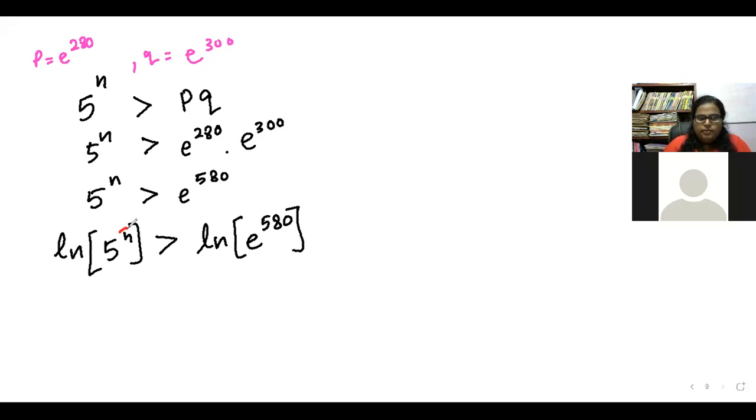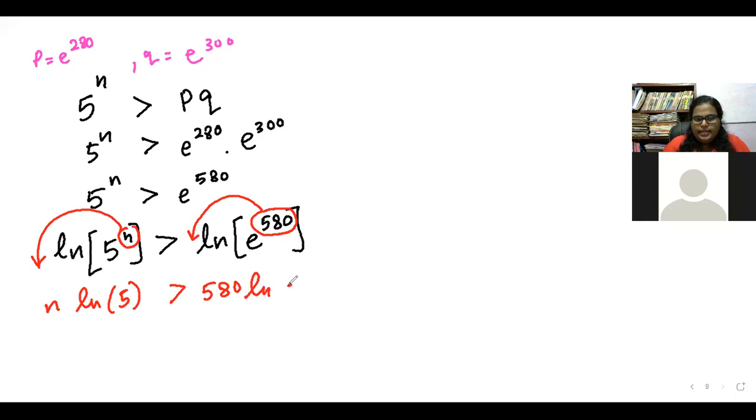You know that there is a power like this. We can take this one to the front of this function as a multiplication. So we can write this one as n ln 5, right? Greater than. Here also we can take this 580 as a multiplication of this one. So 580 ln e, right? So you know that ln e is 1, right? And n is greater than 580 divided by here this ln 5, right?